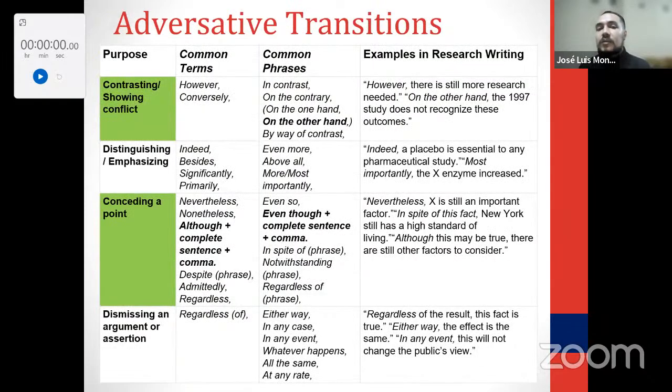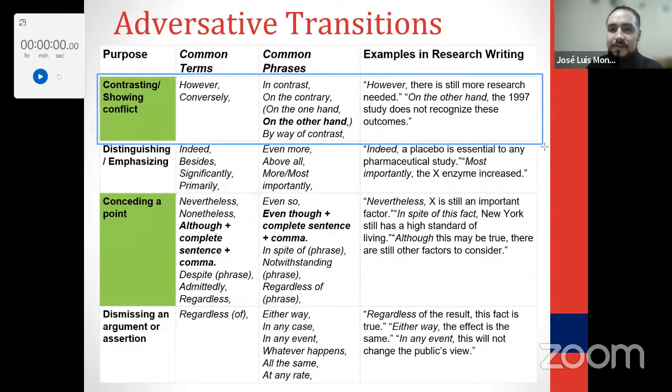We are now going to go to the next one, and that is adversative transitions. Here we have 4, but one more time, we're going to practice 2 that are the most important ones and that can be confusing. Contrasting, that's showing conflict, and conceding a point. Both can sometimes be understood as the same, but there is a very interesting difference to understand. And that's what we're going to learn today. So let's read first, please, Michaela, the first one, contrasting, showing conflict.